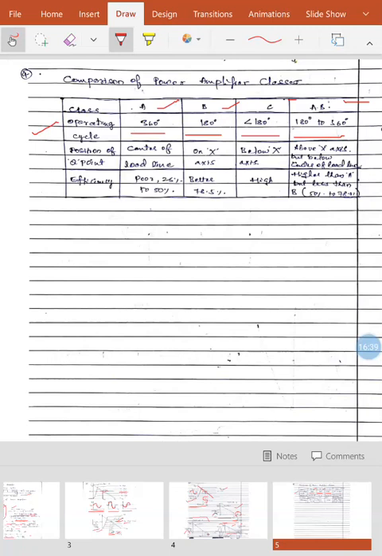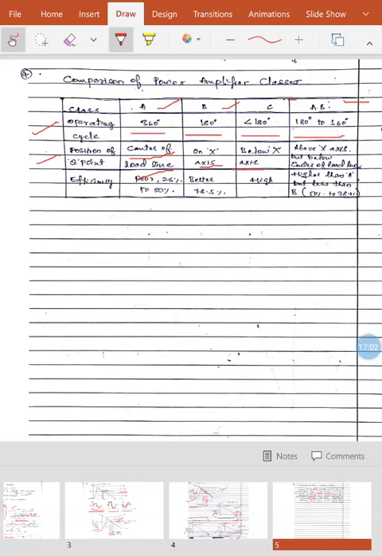Okay? Next, position of the Q point. As I told you, in class A the Q point is at the center of the load line, in class B it is on the x-axis, and in class C it is below the x-axis. In class AB it is above the x-axis but below the center of the load line. Obviously, it should be between A and B only.